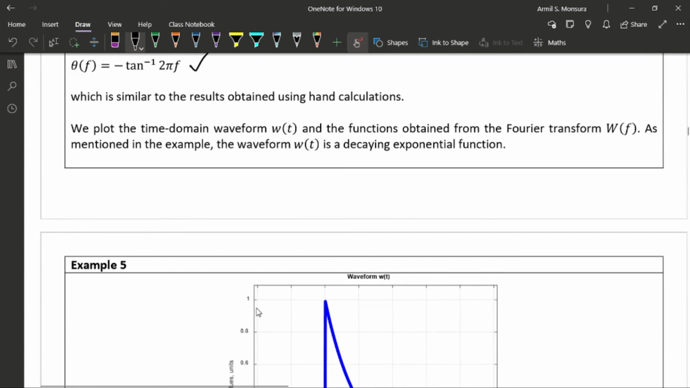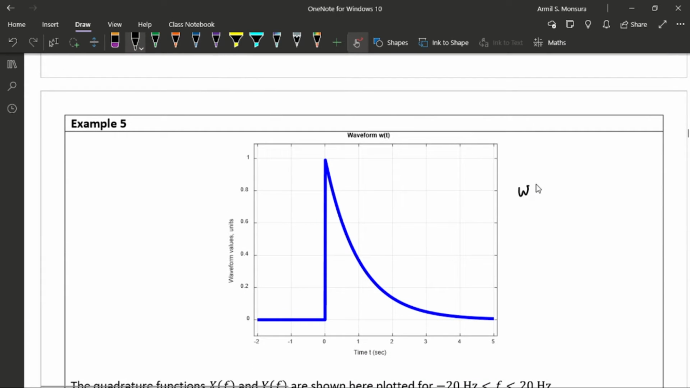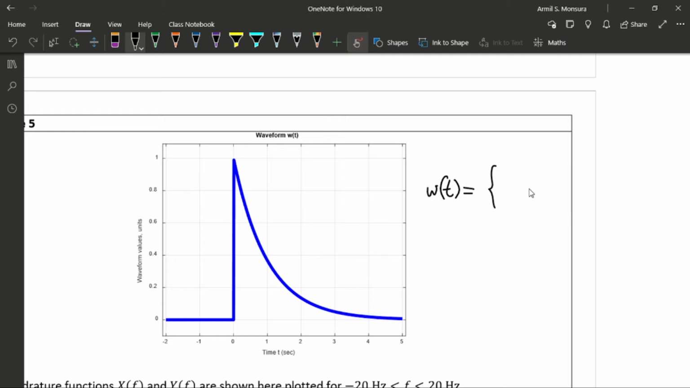Now let's try to plot the time domain waveform and the functions obtained from the Fourier transform. So we plot the time domain waveform and the spectrum. Again, your time domain waveform is a decaying exponential pulse, which is switched on at t equals zero. So at t less than zero, or at negative time, the value of your waveform is zero, and at positive t, after switching your decaying exponential pulse on, the value of your waveform is e raised to negative t. So this is it.